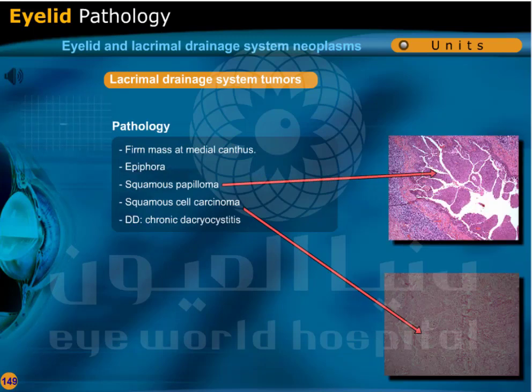Pathology. Firm mass at medial canthus. Epiphora. Squamous papilloma. Squamous cell carcinoma. Differential diagnosis: chronic dacryocystitis.